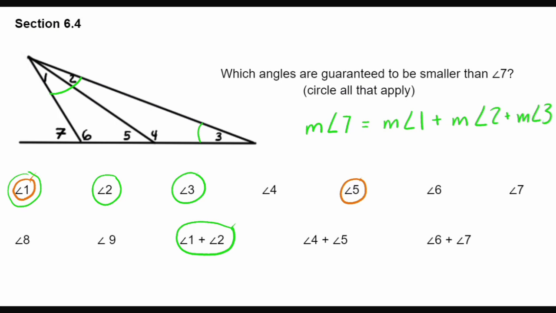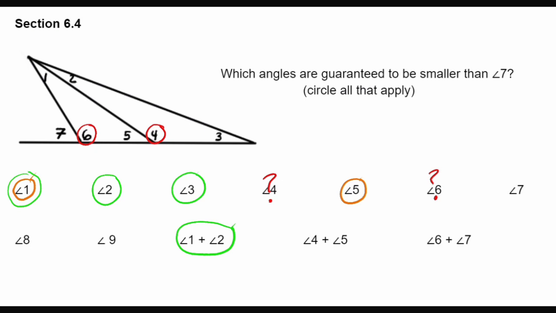Well, if 1 plus 2 is smaller than 7, then 2 by itself has to be smaller than 7. And so we've added 3 more circles to this problem. The way this picture is set up, it looks like angles 6 and 4 are going to be greater than angle 7. Well, if I made angle 7 obtuse, then it would look like 6 and 4 were smaller. So we cannot guarantee that 6 and 4 are larger or smaller than angle 7. Since I can't guarantee it, I am not going to circle 4 and 6.